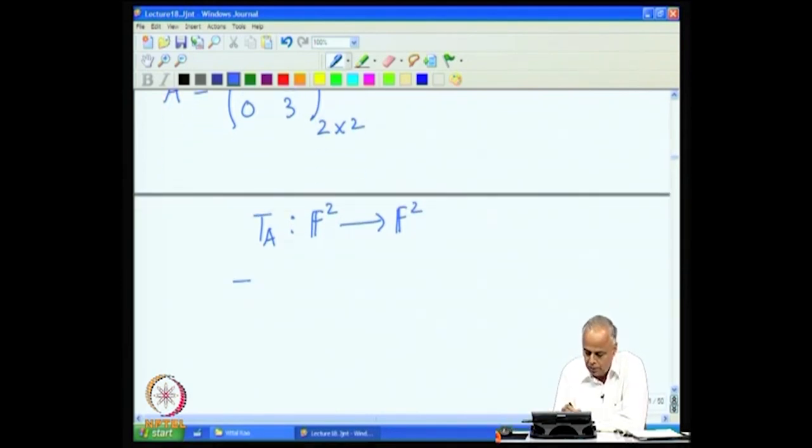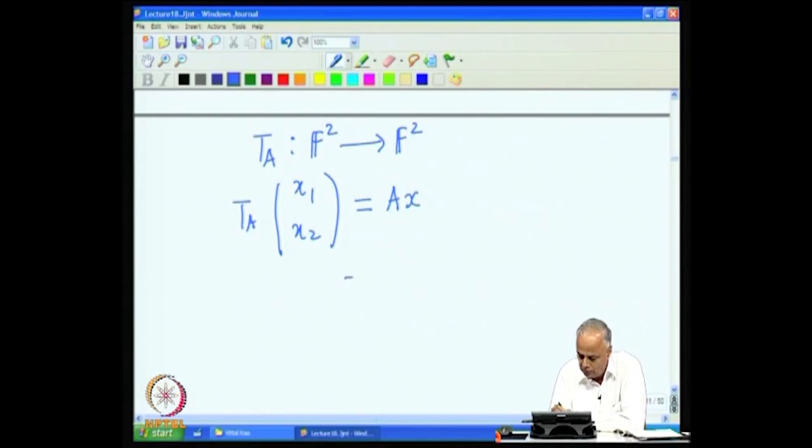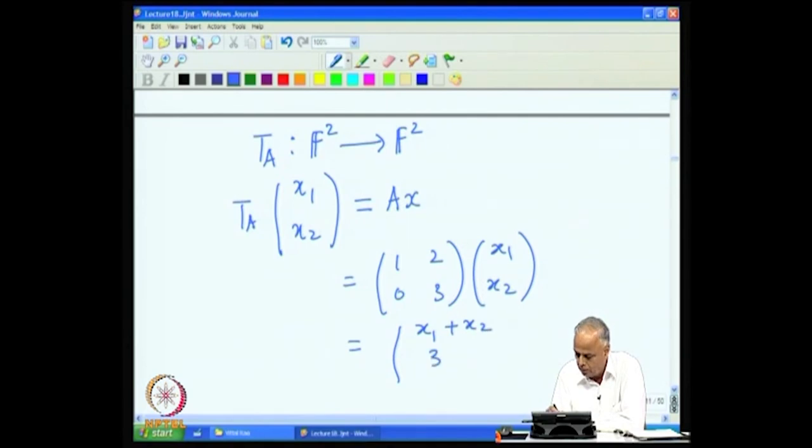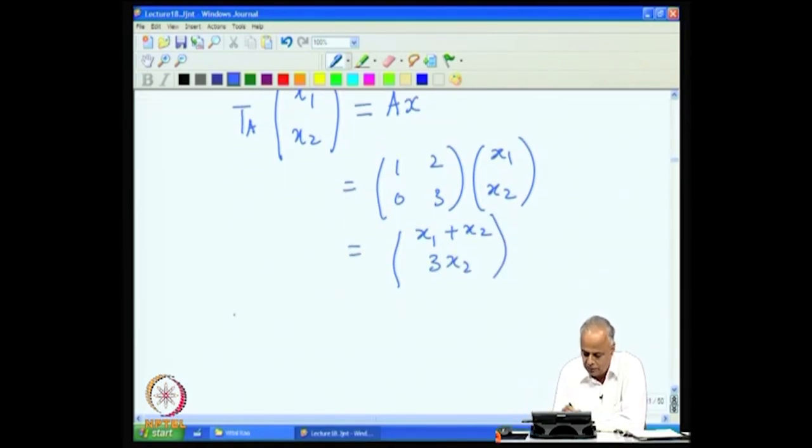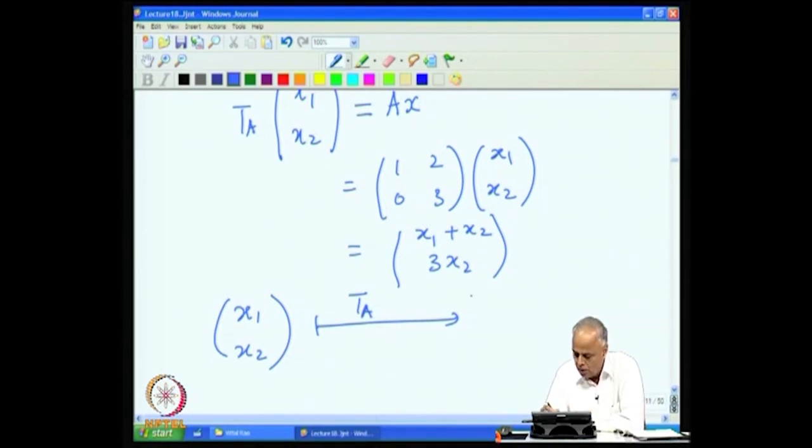And what should it do? T_A of a vector (x1, x2) must again be a vector in F^2. So, it has 2 components. How do I get it? I have to take the matrix A and multiply it by the vector x, which means [1 2; 0 3] times (x1, x2), which is (x1 plus 2x2, 3x2). So, this transformation defined by this 2 by 2 matrix takes the vector (x1, x2) and maps it to the vector (x1 plus 2x2, 3x2).